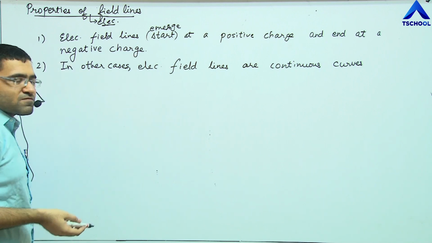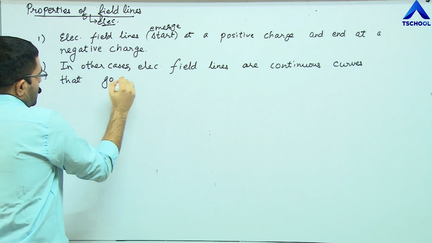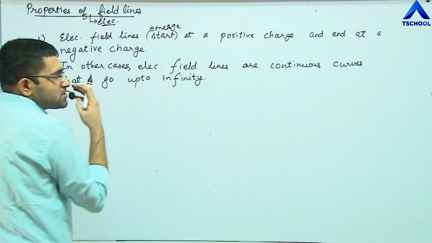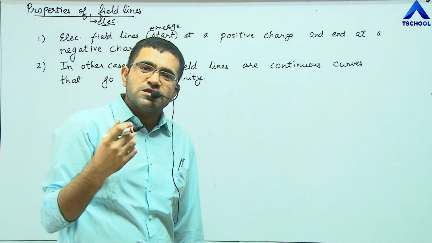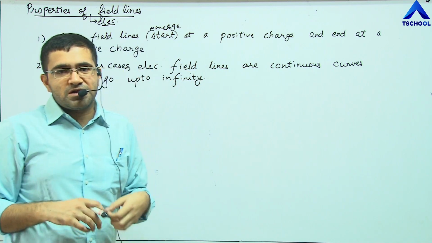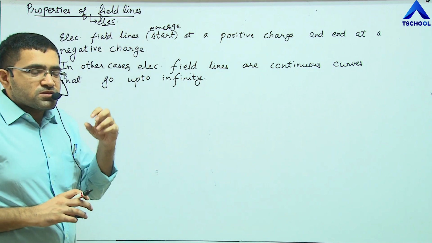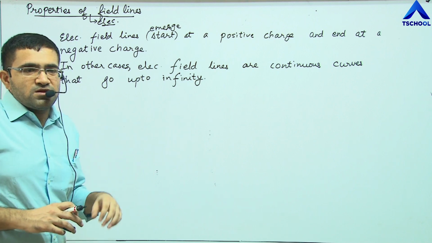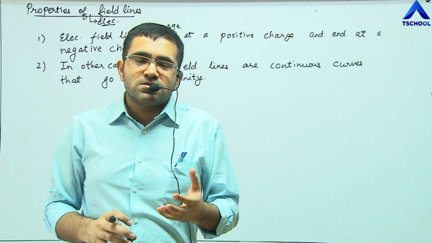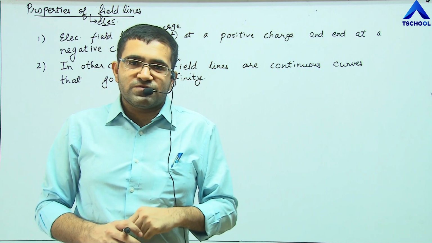So in other cases, electric field lines are continuous curves that go up to infinity. It means that they don't end anywhere except for a negative charge, or they don't start from anywhere except for a positive charge, right? So these two points together indicate that when we draw the field line, we have to be careful that the field line always comes out from a positive charge. Okay, right? And if there's a negative charge, the field lines will go into the negative charge.